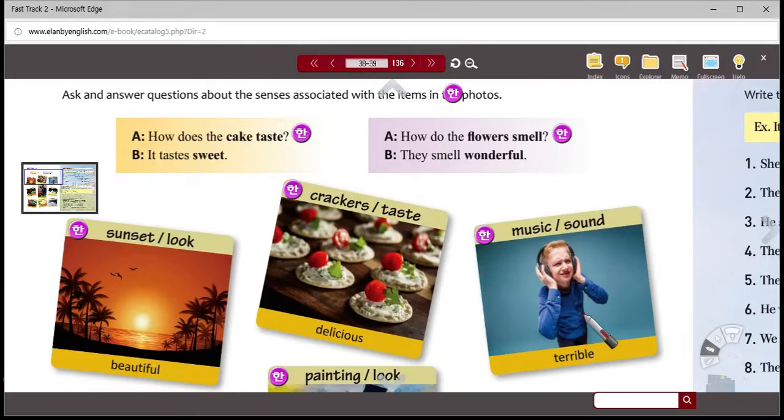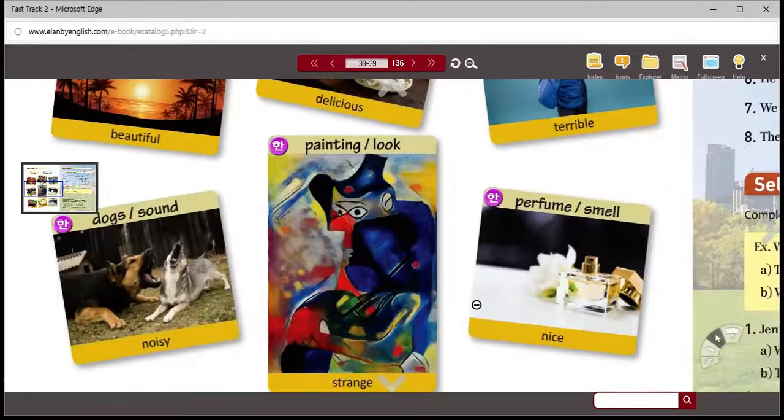The third picture. How does the music sound? It sounds terrible. You can see the expression on his face. Terrible. So he doesn't like the music at all. All right, the fourth picture. How do the dogs sound? They sound noisy. They sound loud, or maybe even angry. That's how they sound. They sound noisy.